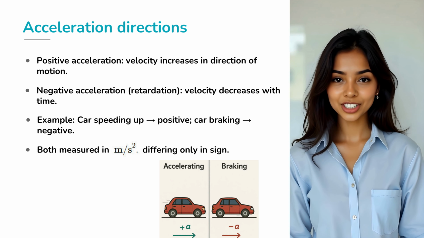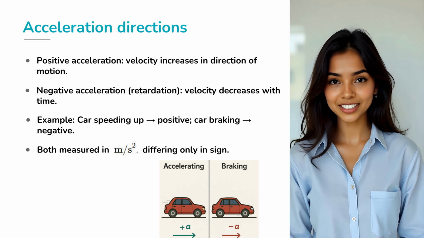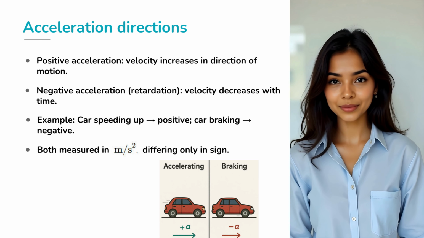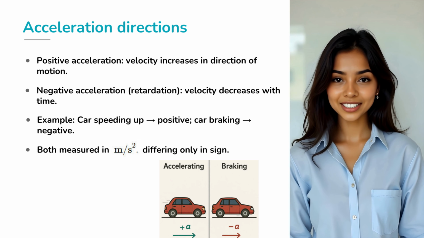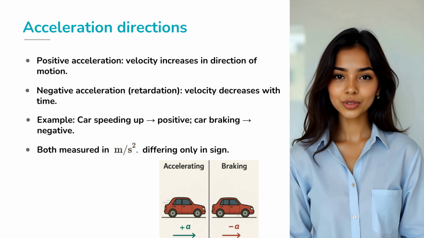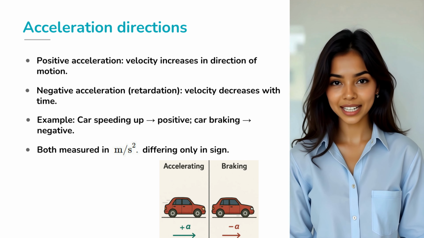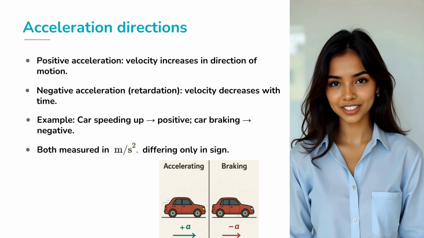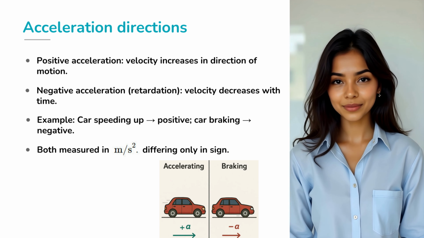Now, acceleration can be positive or negative. If your velocity increases in the same direction as your motion, like pressing the accelerator pedal, that's positive acceleration. But if you apply brakes, your velocity decreases. This is negative acceleration, also called retardation. Both are measured in the same units, but the sign makes the difference. So next time you feel that jerk when the bus slows down suddenly, you're actually experiencing negative acceleration.